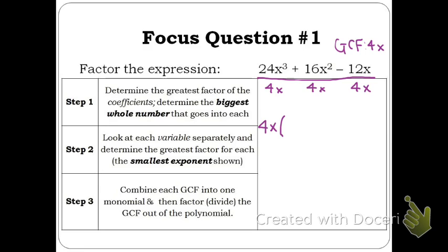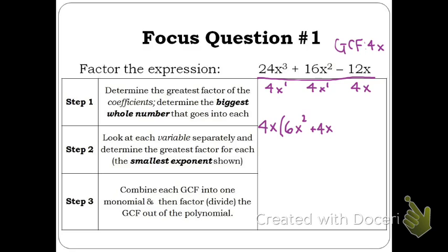So 24 divided by 4 is 6, and then x cubed divided by x to the first power is x, since 3 minus 1 is 2. Now, 16x squared divided by 4x. 16 divided by 4 is plus 4. And then x squared divided by x to the first is x to the first power. Now I'm not going to write that because it's just plus 4x.